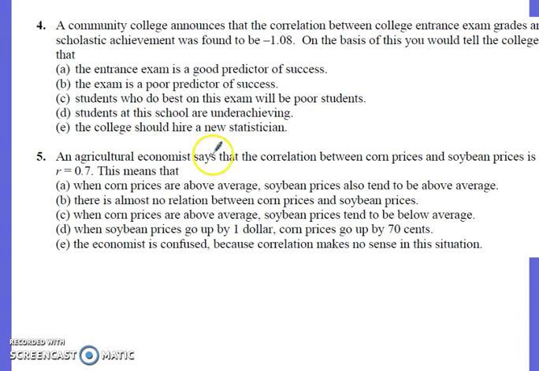Number 4, community college analysis. The correlation is negative 1.08, and it should simply be E. Correlation cannot be below -1 or above +1.